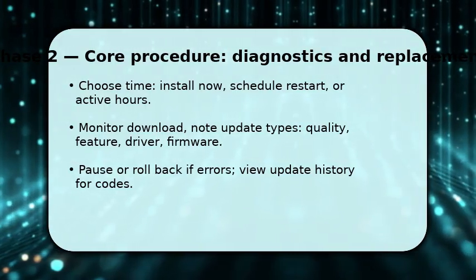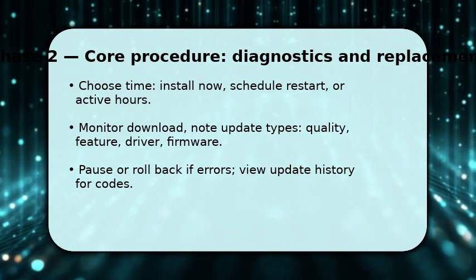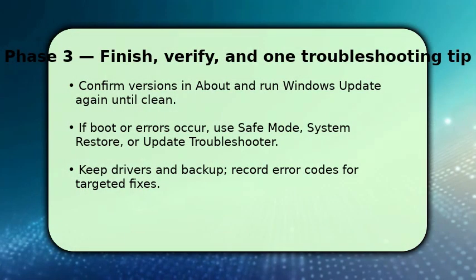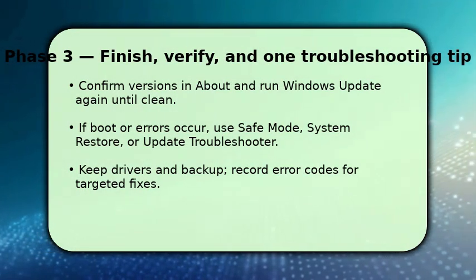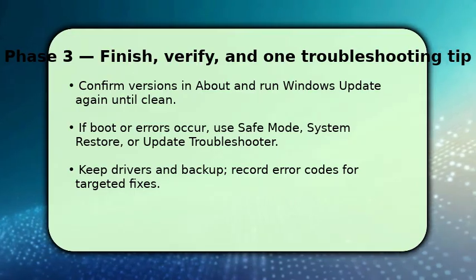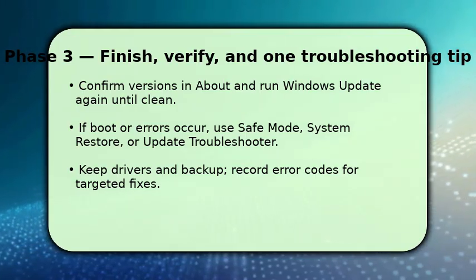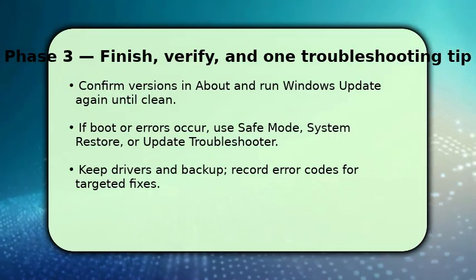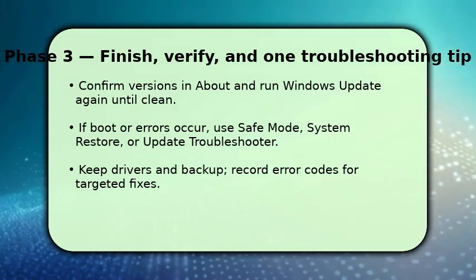After installation, check update history to confirm success, and make note of any error codes to troubleshoot later. To finalize, verify the new build and OS version in Settings About, then run Windows Update again to catch follow-ups. Make sure device drivers are current. Update them via Device Manager or vendor tools only if needed.